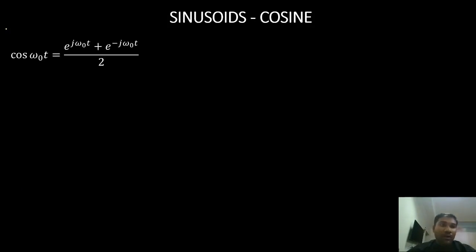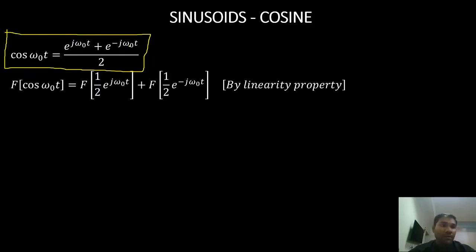Cos omega naught t is my signal. In terms of complex exponentials, I can write it as (e power j omega naught t plus e power minus j omega naught t) by 2. Now I'll find the Fourier transform of cos: the Fourier transform of half of e power j omega naught t plus half of e power minus j omega naught t. This is by the linearity property.